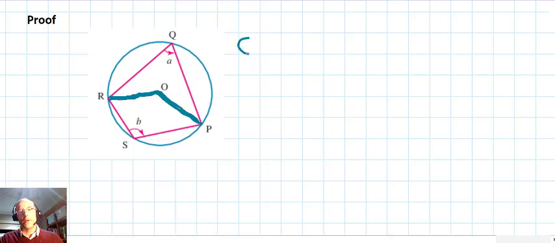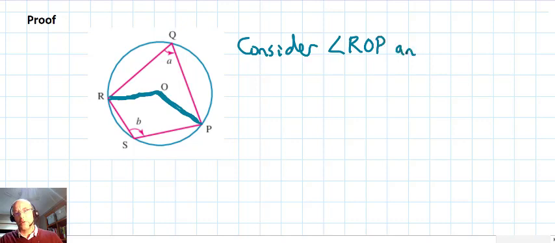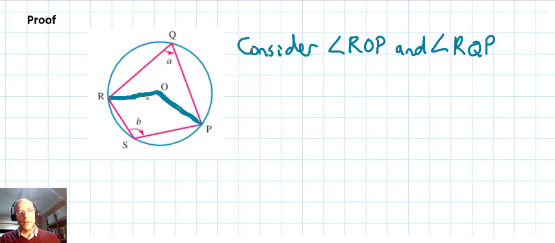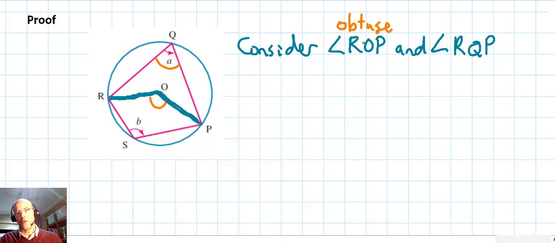Consider angle ROP and RQP, which are here and here. When I'm saying ROP, I'm looking at the obtuse angle because there's also a reflex angle around the other side, which we're going to look at in a minute. So notably, that's the obtuse angle ROP.